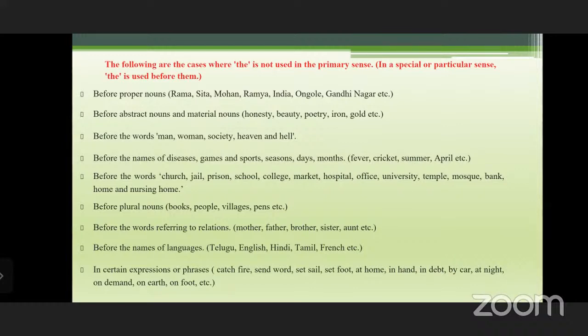In certain expressions or phrases, which are given in the bracket: catch fire, send word, set sail, set foot, at home, in hand, in jet, by car, at night, on demand, on earth, on foot, etc. For example, if these are asked in an exam, I will give like a dash catch fire. Which article? No article. Dash set foot. Which article, children? No article. So in this way, you have to answer the articles.